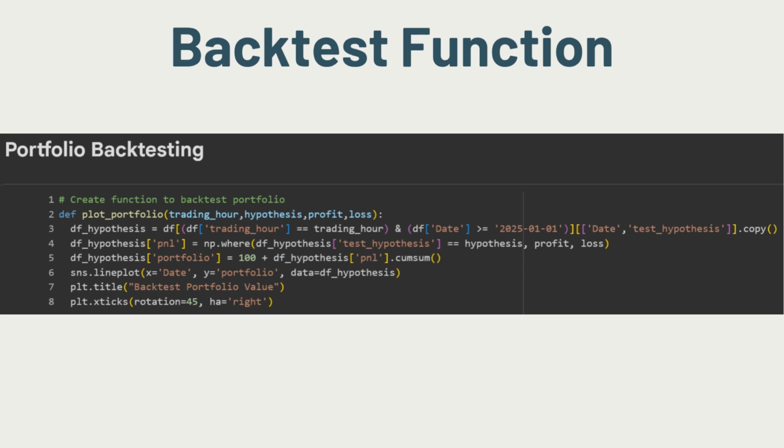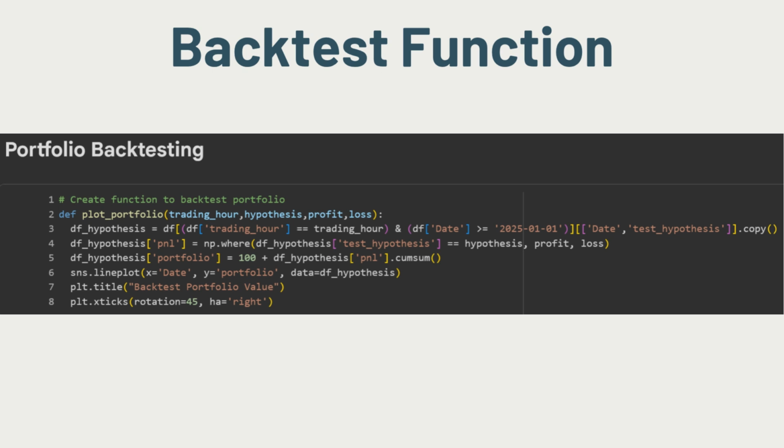We will create a function that takes in 4 inputs: the trading hour, hypothesis, profit and loss amount. We will first instantiate a data frame based on the input trading hour and hypothesis, along with a predefined starting time to perform the backtest. In this case, I have selected the start of the year 2025 till date as of the current date during the code as the backtest period.